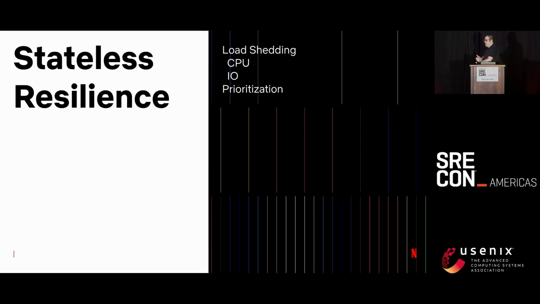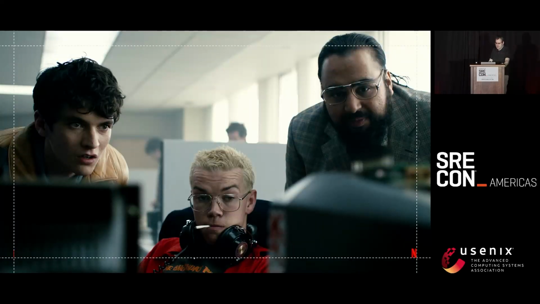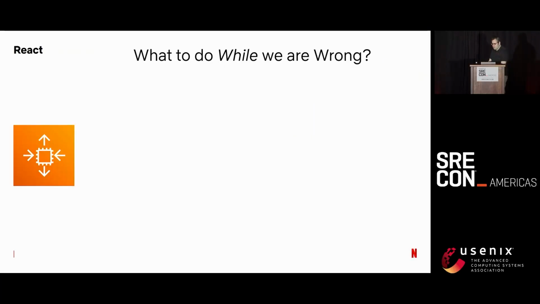All right, but 3 to 4 minutes is still not good enough, right? We were able to bring it from 15 to 3, but during that period of time, what's happening to our users? We want to make sure that we have resilience techniques to provide the best experience we can during that period. So I want to dive into load shedding and work prioritization. It's going to get a little technical, but bear with me. It's going to be a lot of fun. All right, what do we do while we're wrong?